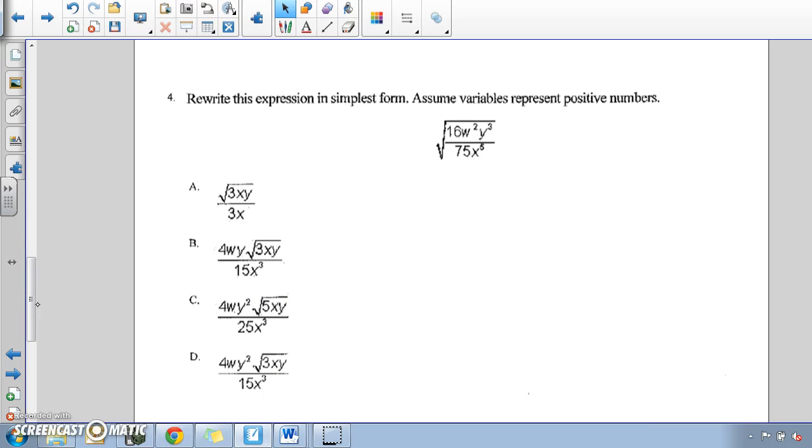Number 4 is rewrite this expression in simplest form. Assume variables represent positive numbers, which just means that no i's or anything. So you kind of have a couple of choices on how you do this.